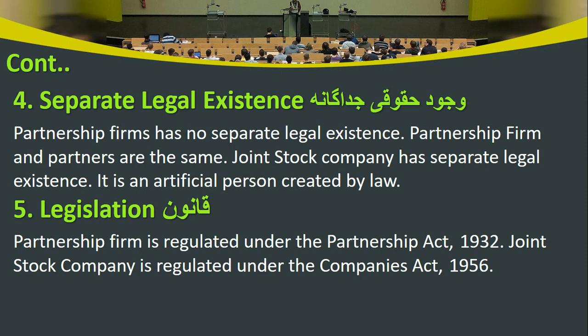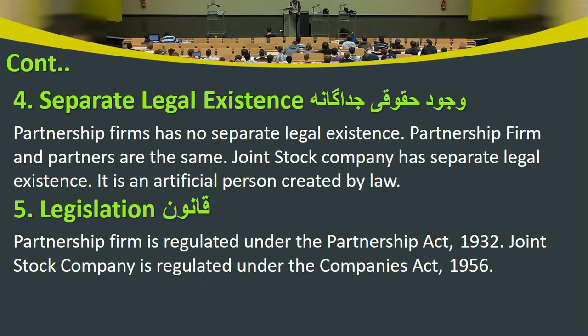There is no legal existence in it. Legally, the partners are liable in partnership business, while in joint stock company its legal existence is compulsory, as we said before. It's an artificial person. It's created by law. It's a different person. Therefore, the legal existence of this company is very much needed.